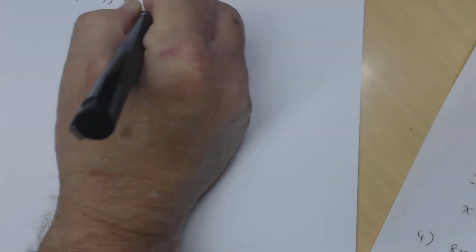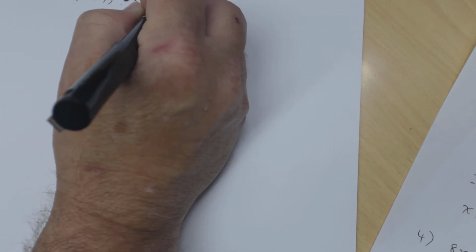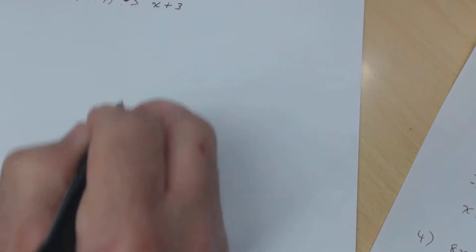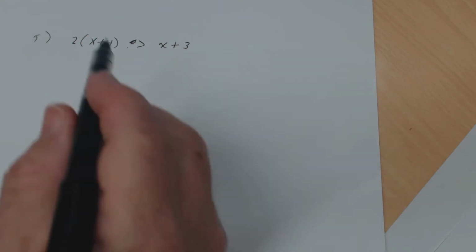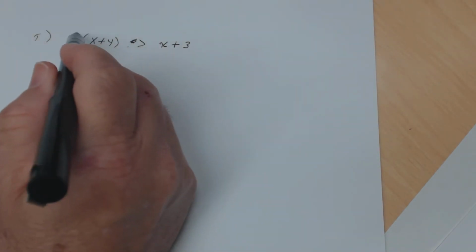All right, number 5. Suppose we had 2 times x plus 4 is greater than x plus 3. So 2 times (x plus 4) is greater than x plus 3. All right, so to get rid of the parentheses, you're going to use the distributive property.